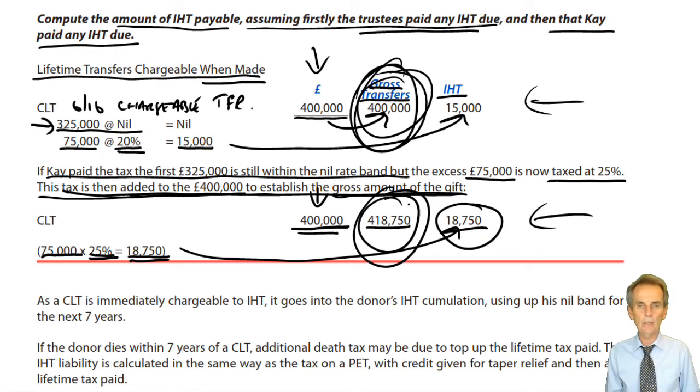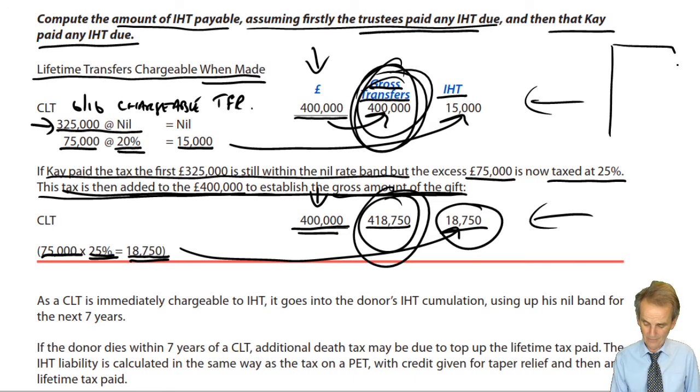Therefore, you add to it the amount of tax charged thereon to give you the gross transfer. The idea here of that excess above 325, tax at 20% if it's gross, tax at 25% if net, is the simple and easy basis of doing it. Again, it's a simple exercise, which you know from your income tax studies.